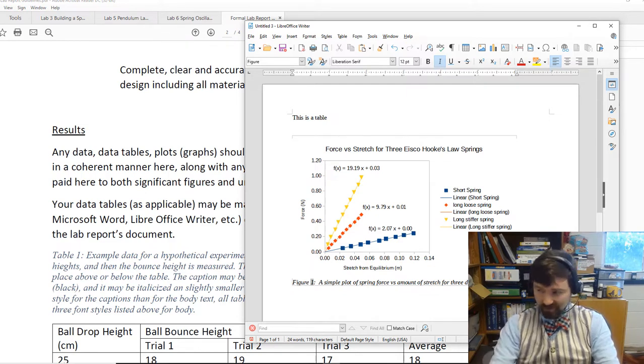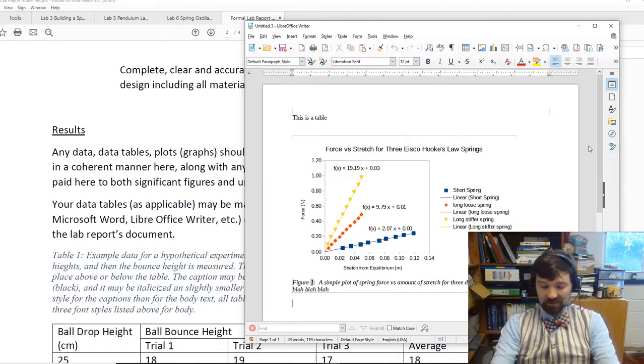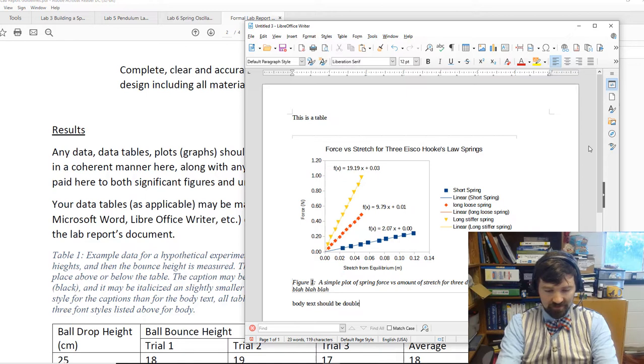Write a little caption. This can be whatever you feel like you need to say here. Notice that this is single space, that's fine. But when you're writing the rest, the body text should be double spaced, so that there are blank spaces between each line of text entered in the report body.